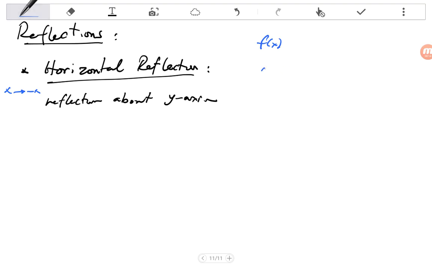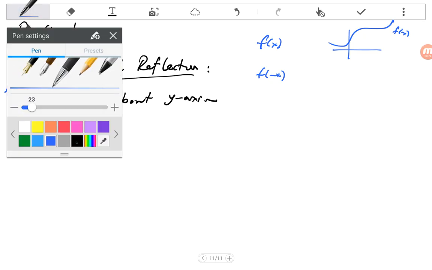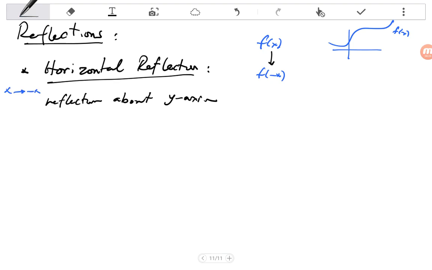I have some function f of x which is maybe like that. Okay, and I need to graph that is f of x. I need to graph f of minus x. How would I get from f of x to f of minus x? I just replaced every x with minus x. How would be the graph of f of minus x?